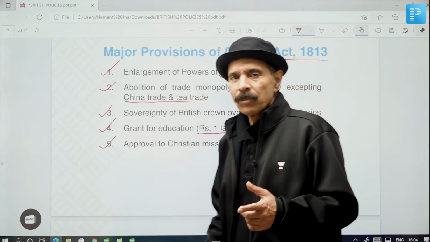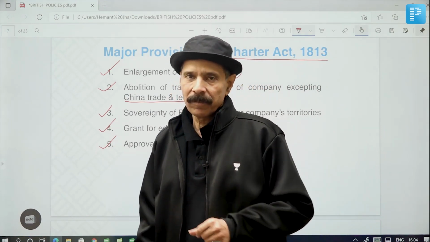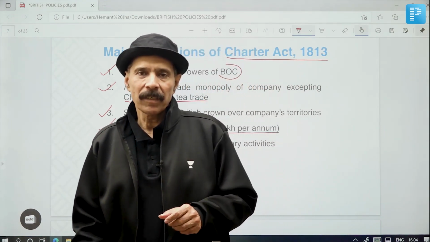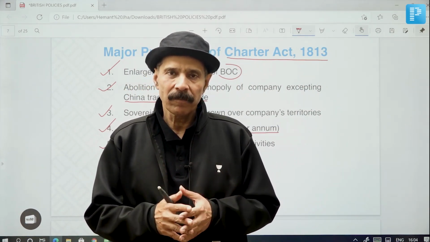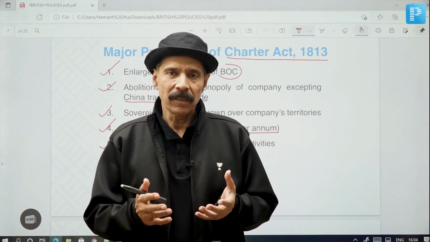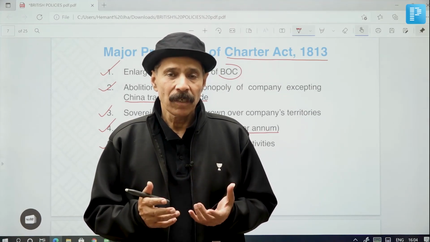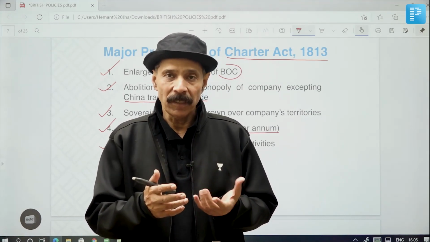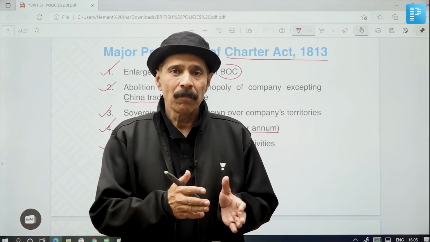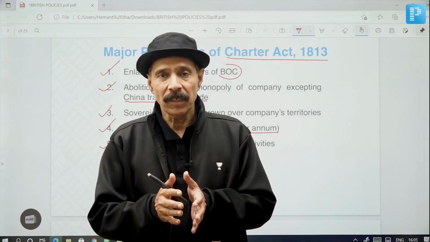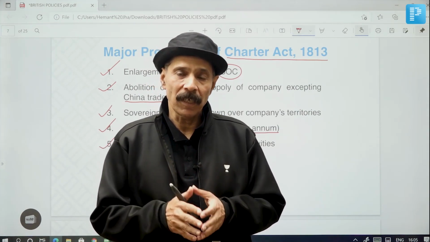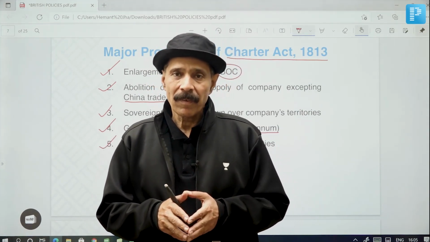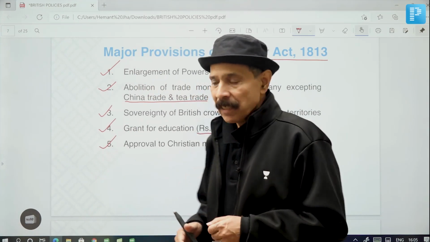This shows the influence of the evangelicals I have discussed. Evangelicals focused greatly on the spread of Christian ideas. And for this, they considered it important to allow Christian missionary activities. Before this, Christian missionary activities were not allowed within the territory of East India Company in India. Now let's consider the next act.